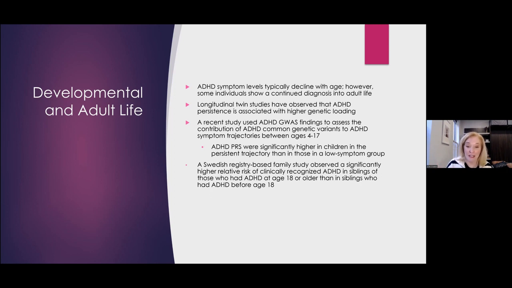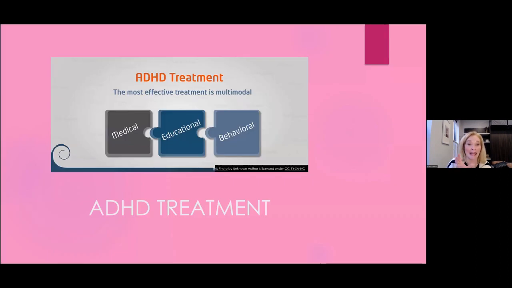I'm not going to go into all of these studies, but it has been shown in a number of different studies that there is a significantly higher relative risk of clinically recognized ADHD in siblings of those who had ADHD at age 18. And so what is important is that ADHD tends to be more significant in families that have a significant presence of ADHD, and that ADHD is more persistent over time.